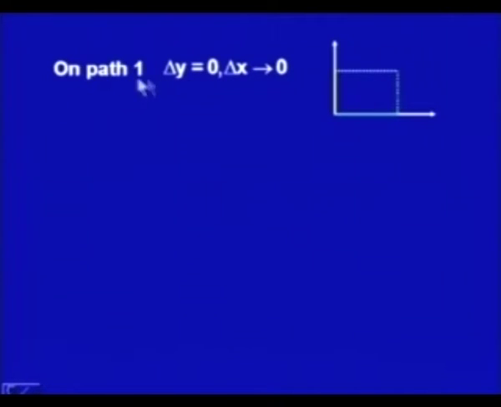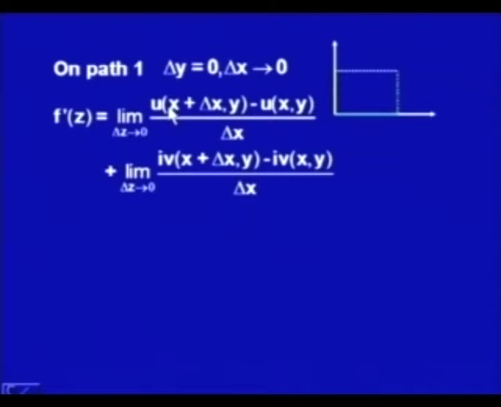Now, to take the limit I again consider two paths, first path 1, that is this green path on which delta y is 0 and delta x is tending to 0. So, along this path f dash z is written as u x plus delta x comma y minus u x y divided by delta x, and delta z tending to 0 means delta x is tending to 0. Then the limit delta z tending to 0 for i v x plus delta x comma y, delta y set to 0, minus i v x y divided by delta x. And then we know from the definition, u is a real function of two variables x and y, and this is nothing but the definition of the partial derivative of u with respect to x, and this is the partial derivative of v with respect to x.